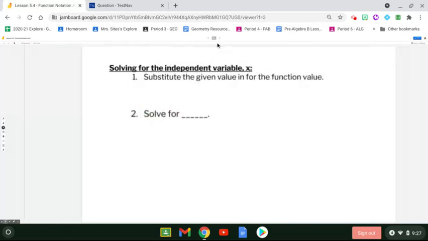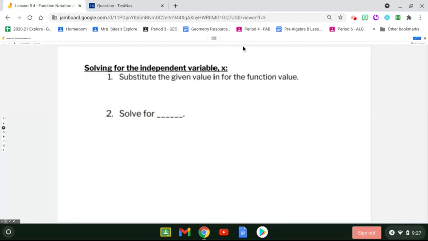The other part that you're going to have to evaluate for, and you have to read very, very carefully, is that sometimes you have to solve for x. They're going to tell you what g of x is equal to, and you have to work backwards to see what x is equal to. To do this, you're going to substitute the given value in for the function, and you are going to solve for x.